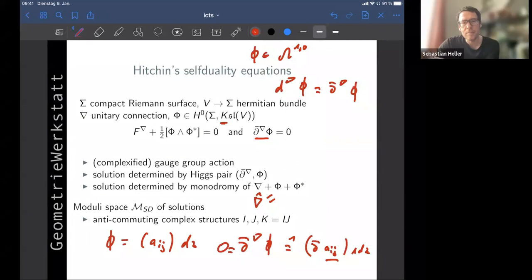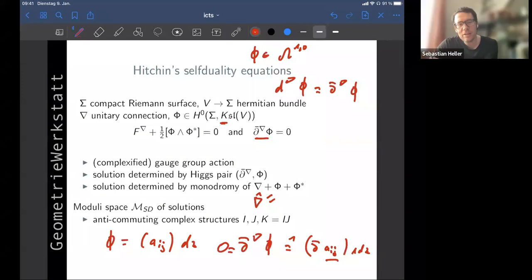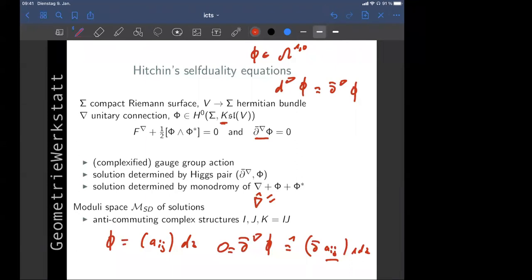I mean, yeah, in the end, it's a result of Hitchin that if you have a holomorphic bundle and this holomorphic Higgs field satisfying stability, then you get the Hermitian metric, and therefore you get a unitary connection which has curvature and so on. Right. But only by solving the corresponding self-duality equations. Okay.